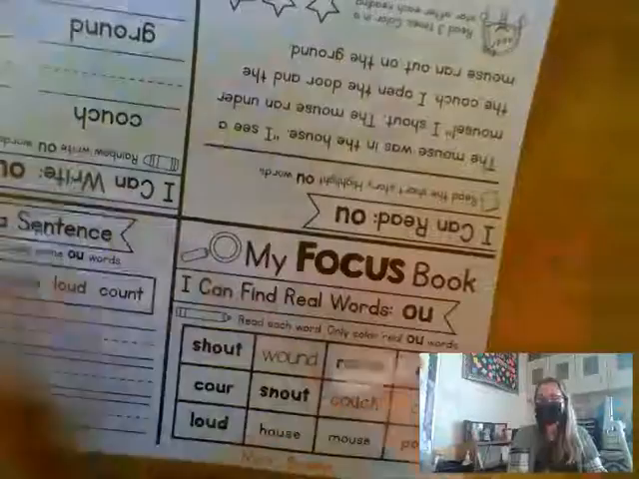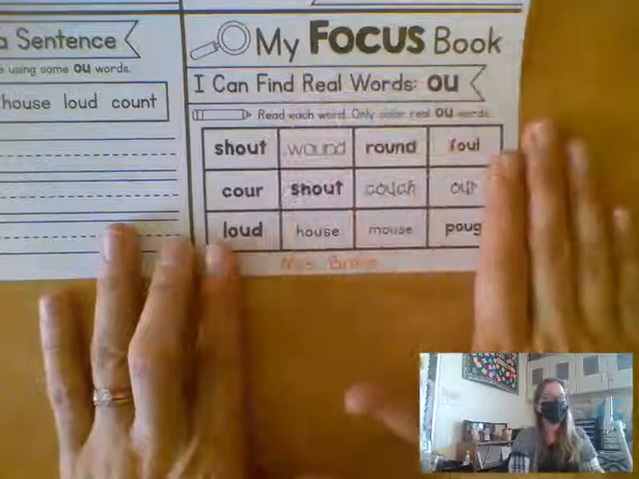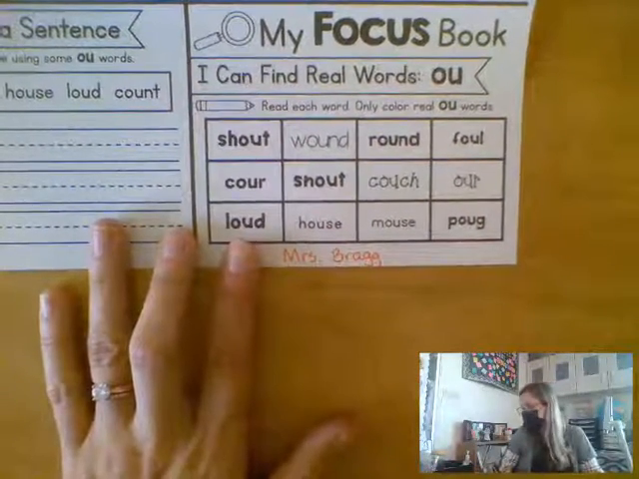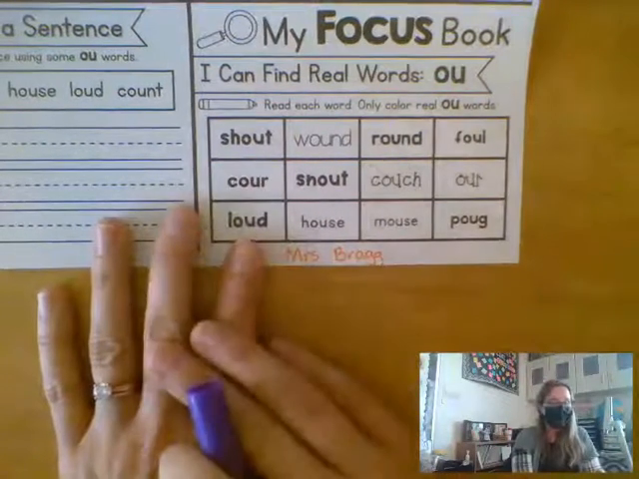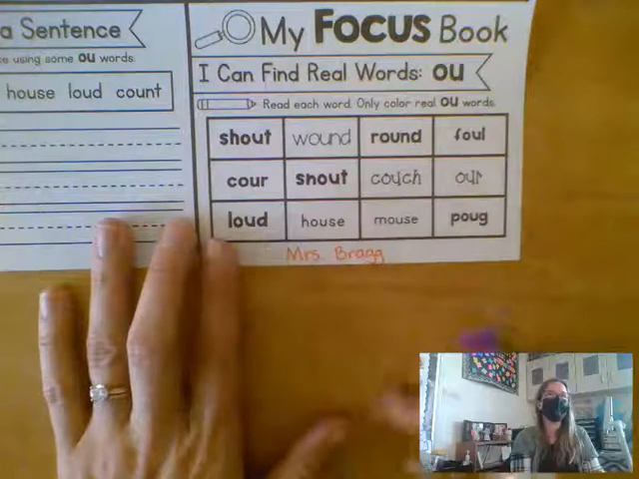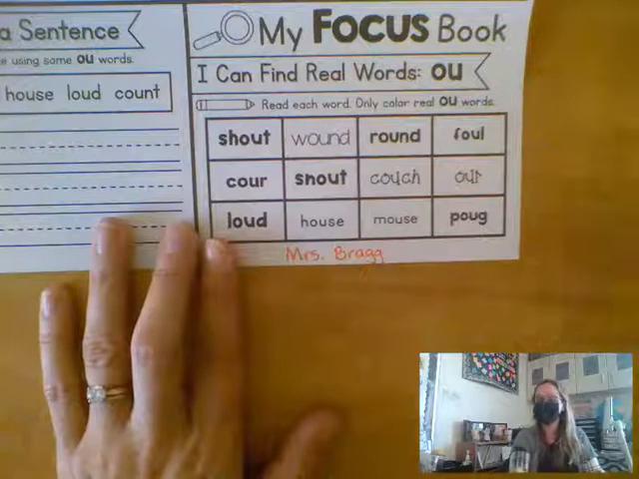So I'm going to work with you on this first column here. We'll go through these ones together, and then you will do the rest of them on your own. So you can color any color you want. I'm going to do purple because I'm in a purple mood. But you'll take out a color, and you can do multiple colors too, as long as you color all the real ow or OU words, okay?